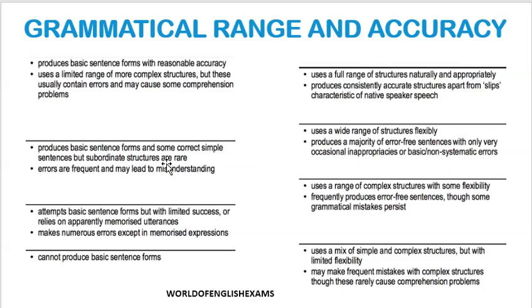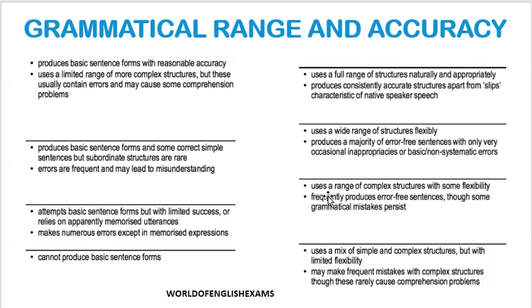Then band 4 says uses a limited range of complex structures. That means a candidate who is getting band 3 cannot form complex sentences. Whereas if you attempt to form complex sentences straight away, your band shoots up to a 5. Then 6 says uses a mix of simple and complex sentence structures but with limited flexibility. So this candidate definitely demonstrates an ability to use a combination of simple and complex structures. However, they are not always appropriate.